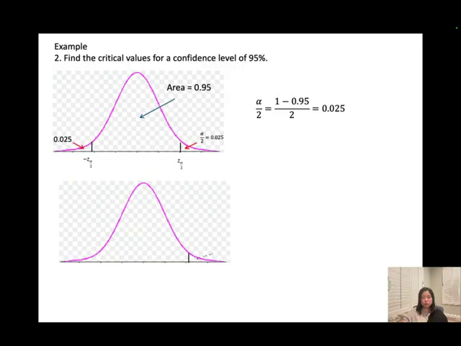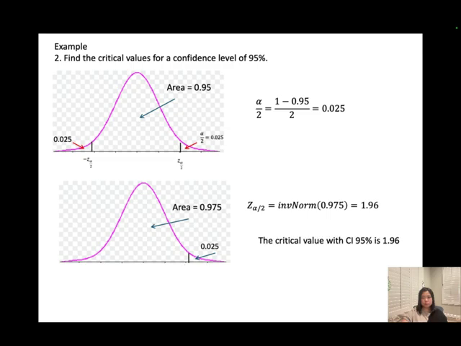Now, the critical value will be on your right tail. This is what we're looking for. So the area from the left, including the left tail, will be 0.975. So inverse norm, 0.975. Use your calculator. You're going to get 1.96. So the critical value for the confidence level 95% will be 1.96.